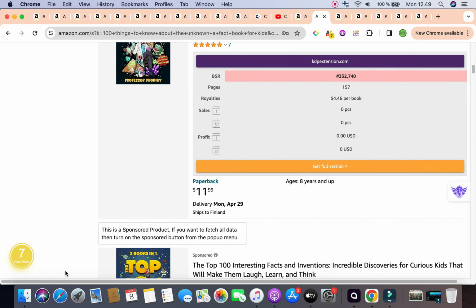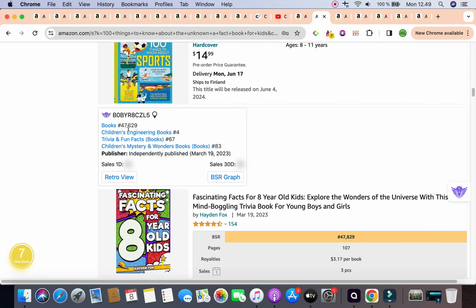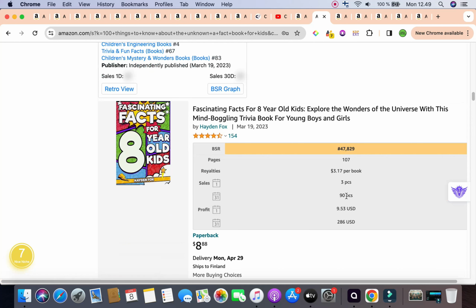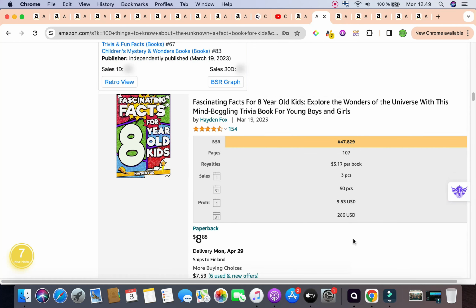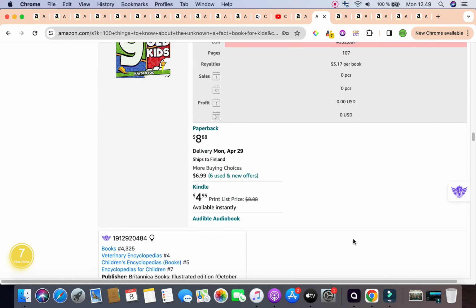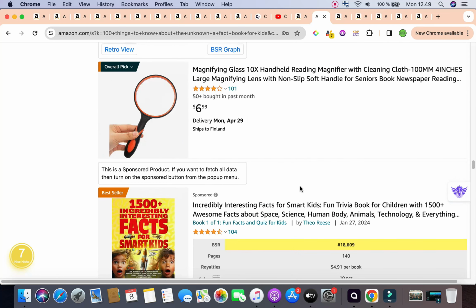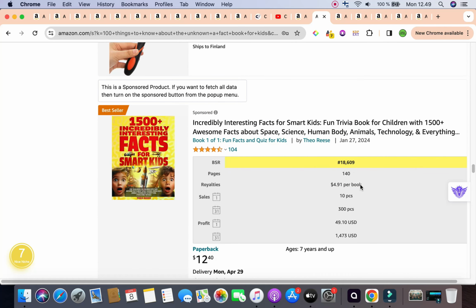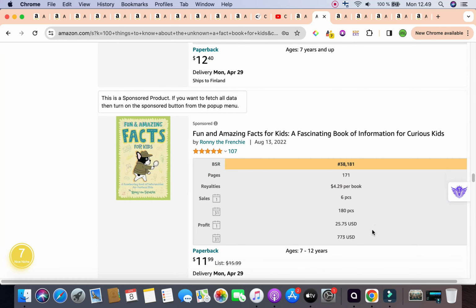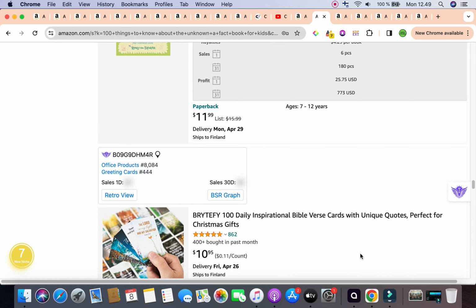Scrolling down, we have a couple of books with the BSR under 100,000, which is good to see. Starting with this one, 47,000. It's currently selling around 80 copies per month, generating around $286 on a monthly basis. Next, we have another book that I also spotted, which is 4,000 as the BSR, and we also have 18,000 as the BSR. We also have this one's at 38,000 as the bestseller rank, which is selling around 180 copies.